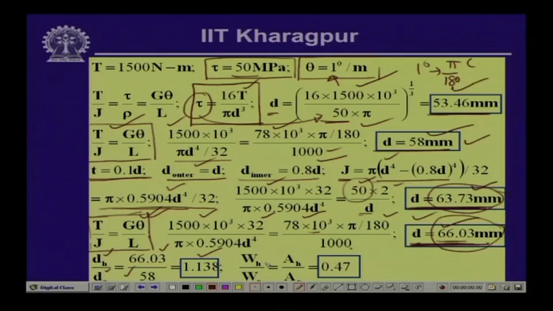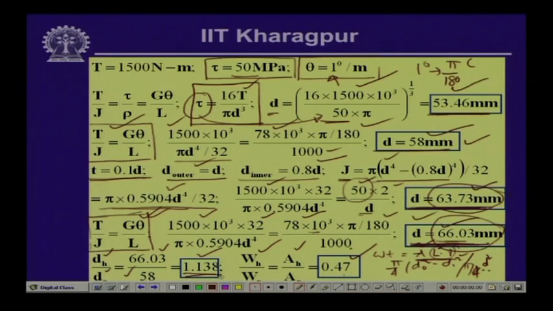Now, if we take the ratio of their weight, the weight is nothing but the cross sectional area times the length times the density. Now, the length and the density being common for both, we take the ratio of the areas. So, the ratio of the weights is equal to the ratio of the areas, and if we compute the area of the hollow shaft as pi by 4 times (d outer square minus d inner square) divided by pi by 4 times d square of the solid shaft, then we get a value of 0.47.